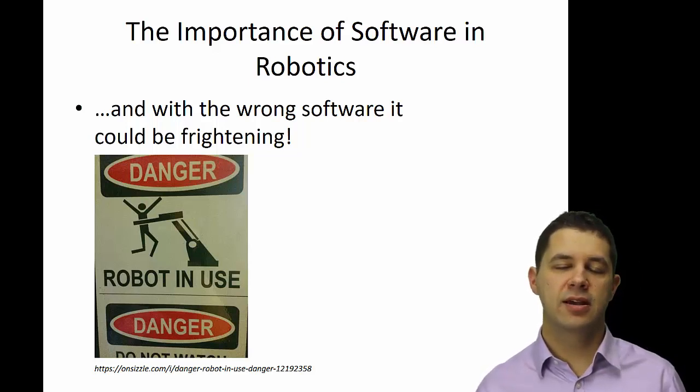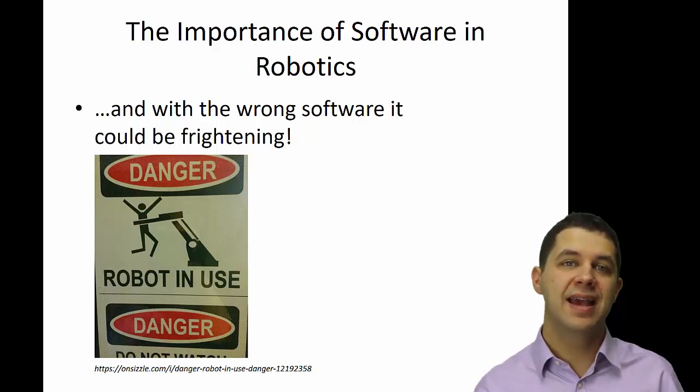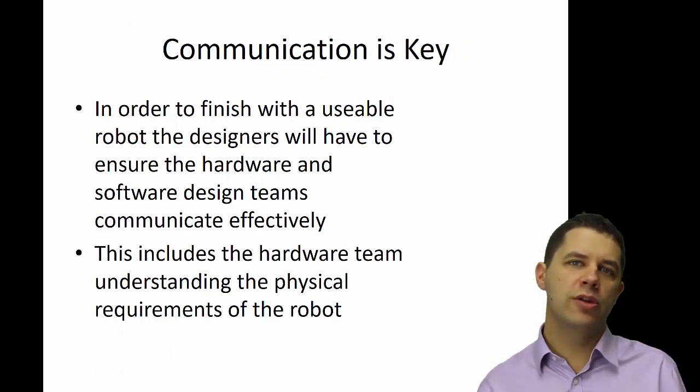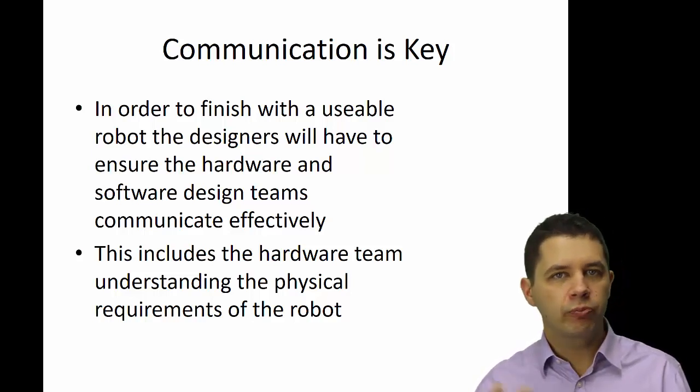And so here is a circumstance where we don't just want to turn it on and see if the software works. We actually want to model it and test it before we actually turn it on and put people potentially in harm's way. And so we'll need to make sure those software and hardware design teams communicate effectively and actually communicate their needs and requirements and their interfaces to each other so they know how each other is working.